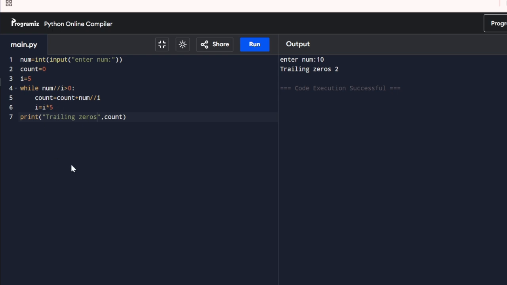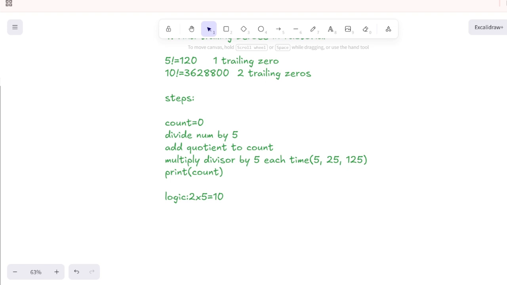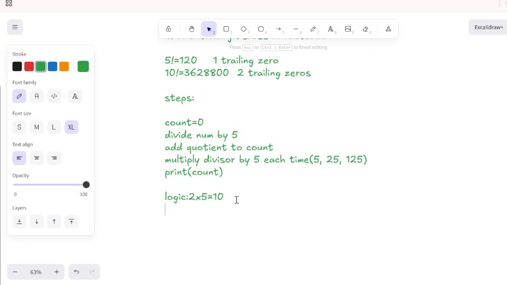Again, why is 100 // 5 equal to 20? The numbers divisible by 5 are 5, 10, 15, 20, 25, and so on up to 100. We have 20 numbers. Each contributes at least one factor of 5. So that's why we are getting 20 here.